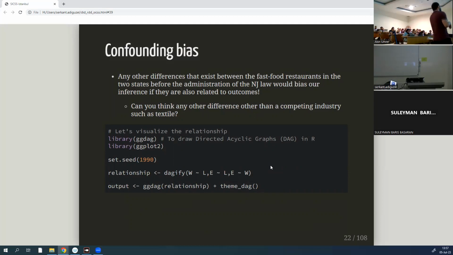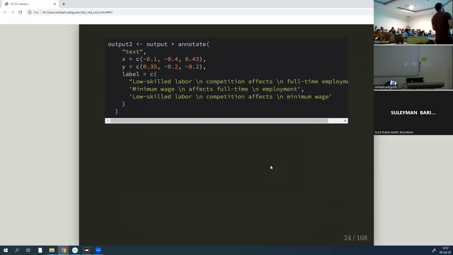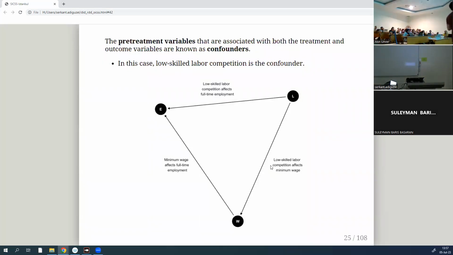So by the way, I'm just going to visualize the relationship here. The ggdag is the library I'm using here. You'll see these graphs a lot if you're studying causal inference. So what we are interested in is the impact of W on employment, so the impact of wages on employment. We are interested in this causal direction, right?